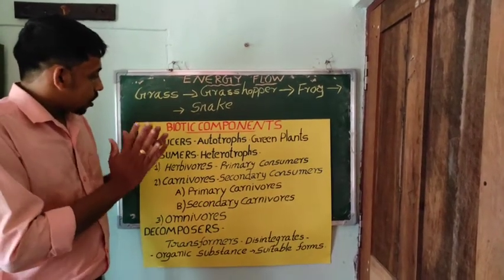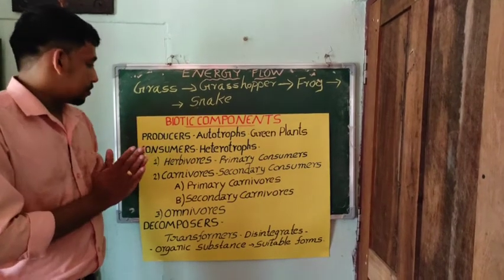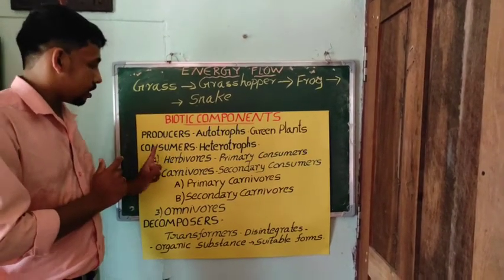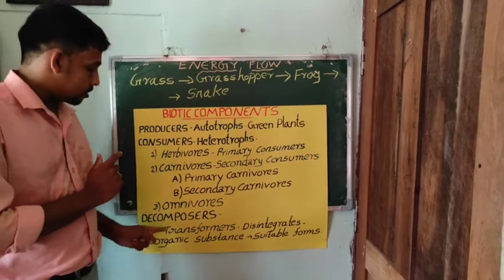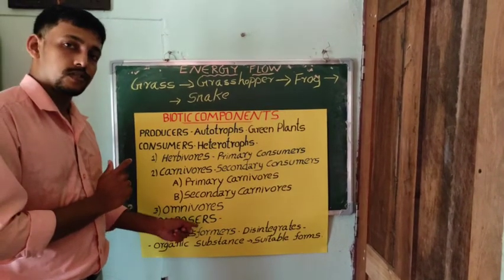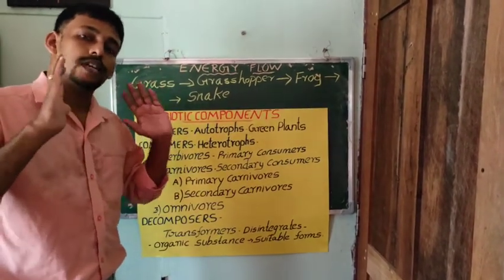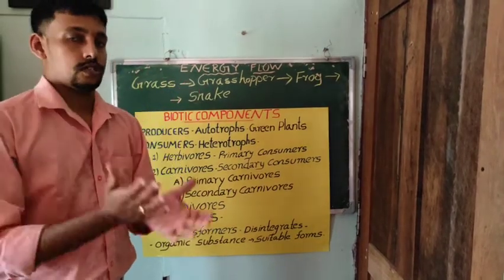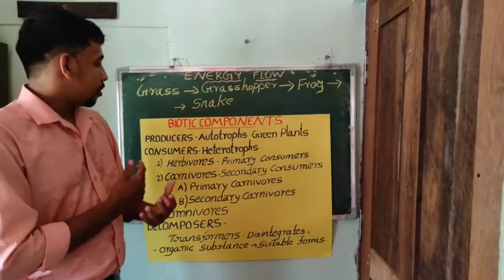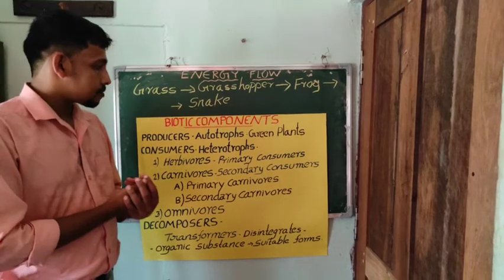So, they are divided into three. They are what? Producers, then consumers, and decomposers. So all these constitute the biotic component of an ecosystem. So let's know first about the producers.